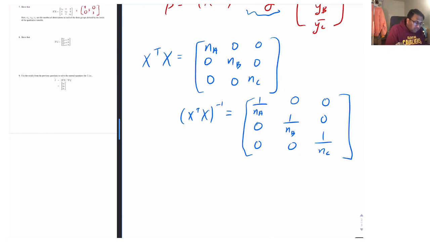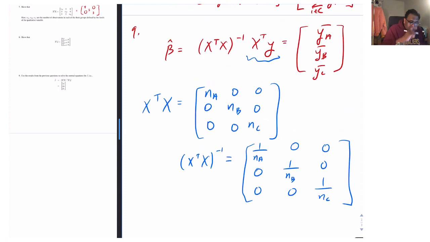Okay? So the inverse of X transpose X is this new diagonal matrix with 1 over NA, 1 over NB, and 1 over NC. And you can sort of see why that's the case, because when you multiply this by this, you get NA times 1 over NA, which is 1, which sort of makes sense, right? Because the top left element in the identity matrix should be a 1. But anyways, we have the inverse of X transpose X now. All we need to do is multiply this quantity by X transpose Y.